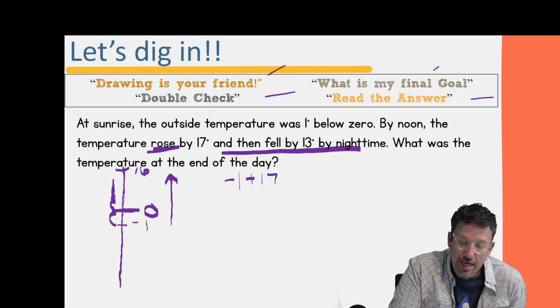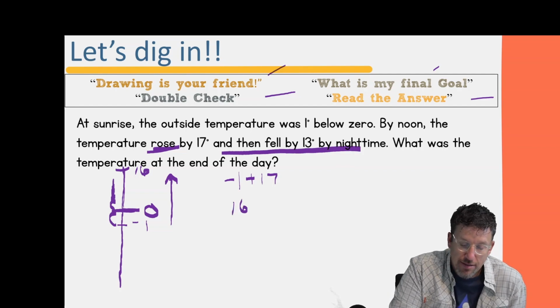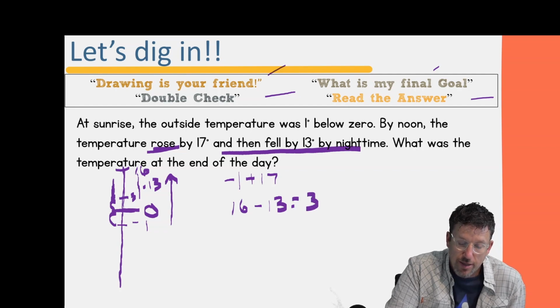And then it fell again by 13 degrees by nighttime. So where are we at? We're at 16. And we're going to fall by 13. And on a thermometer, if you fall or go down, you are subtracting. So we went from 16 down 13, -13, and we're going to end up at 3. Let's just make sure that worked. What's 16 minus 13? 3. Okay? So let's check our computations.